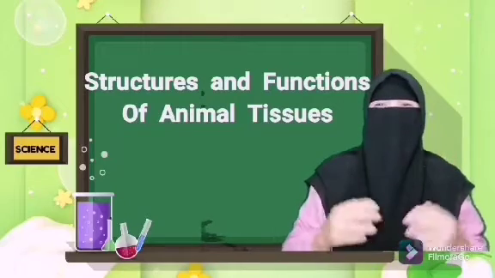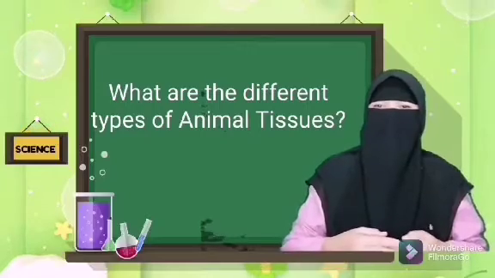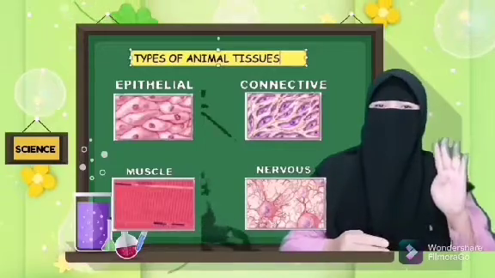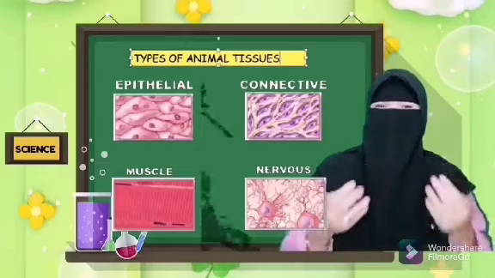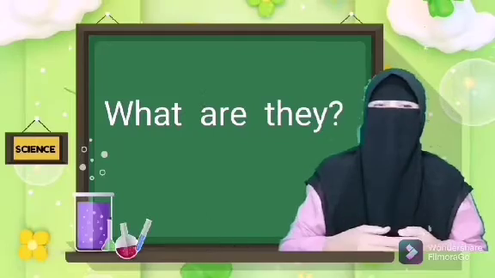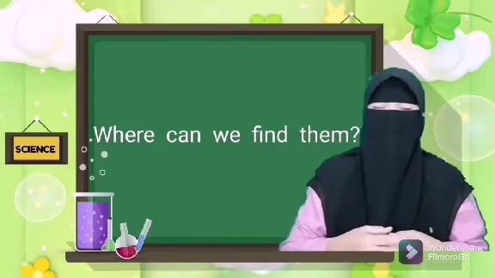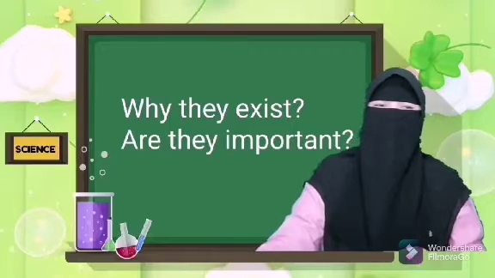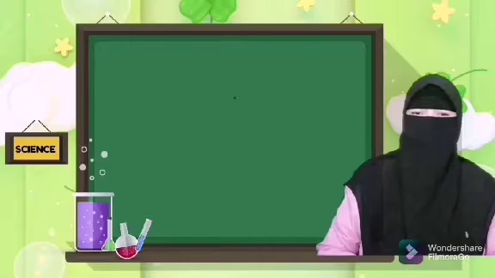Structures and functions of animal tissues. What are the different types of animal tissues? There are 4 different types of animal tissues, namely epithelial tissues, connective tissues, muscular tissues, and nerve tissues. What are they? Where can we find them, and how can we identify them, and why do they exist? We will classify them first according to their structure and function.